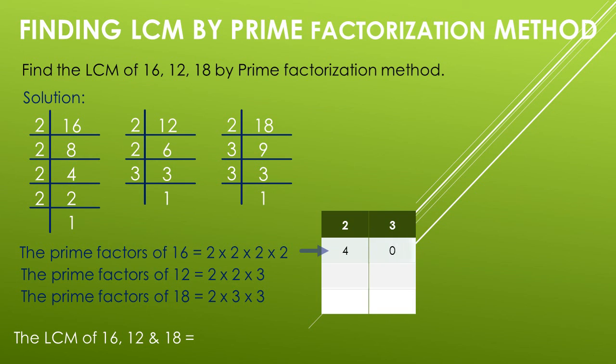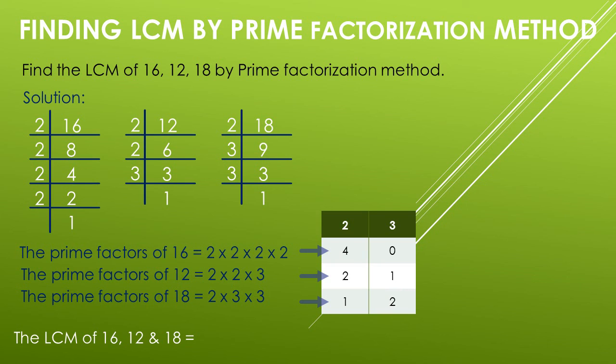So write 0. Now if we look at the factors of 12, how many times is 2 present in 12? 2 times. So write 2. How many times is 3 present in 12? Yes, just once. So write 1. Now let's look at the factors of 18. How many times is 2 present in 18? Yes, 1 time. And how many times is 3 present in 18? Count 2 times.